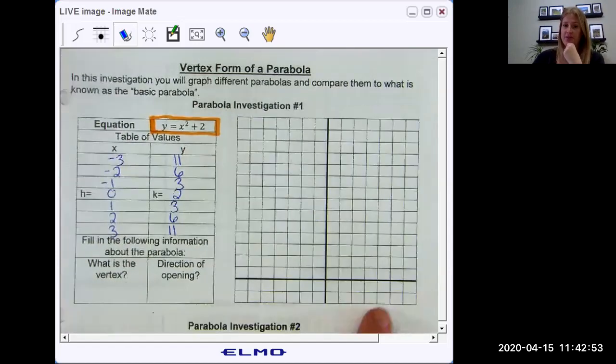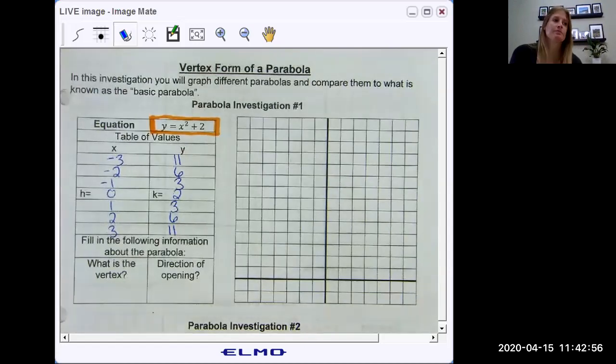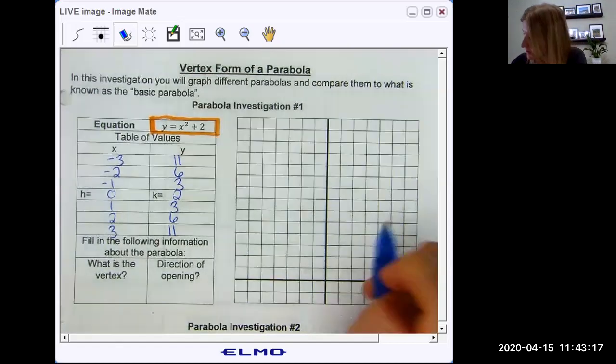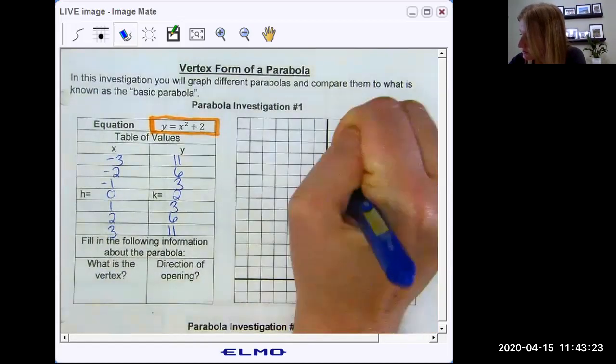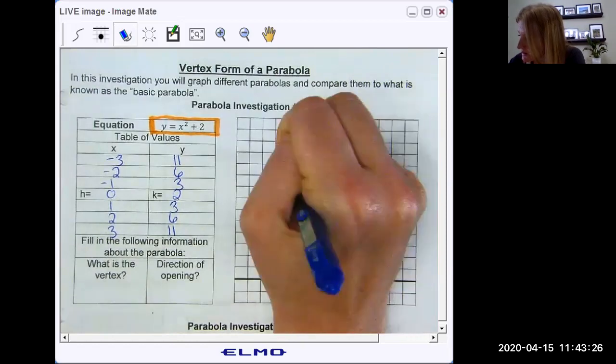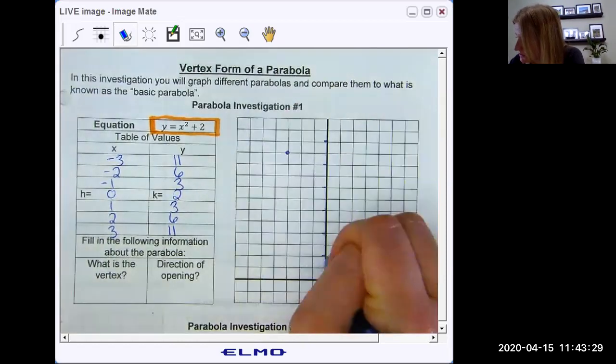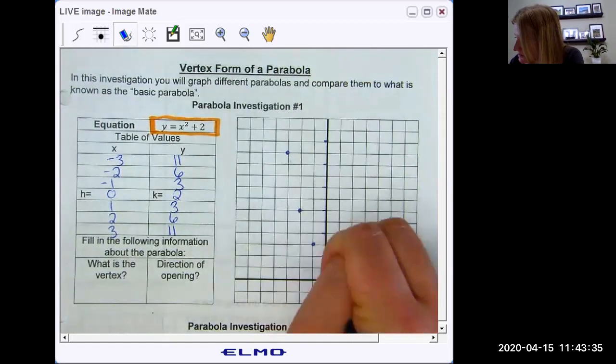Take a moment and plot the graph, please. Okay. 2, 4, 6, 8, 10, 12. There's -3 and 11. -2 and 6. -1 and 3. 0 and 2.